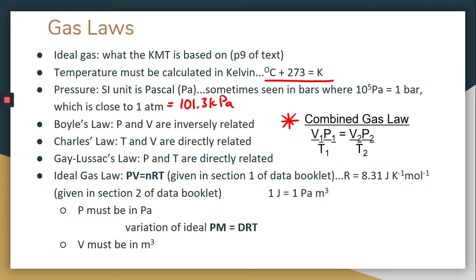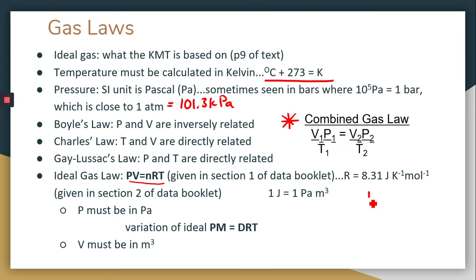The ideal gas law is when you're trying to put in there the amount of gas, or the moles of gas. And so we have PV equals nRT. That is given to you in your data booklet in section 1. R is also given to you in your data booklet: 8.31 joules per Kelvin mole.